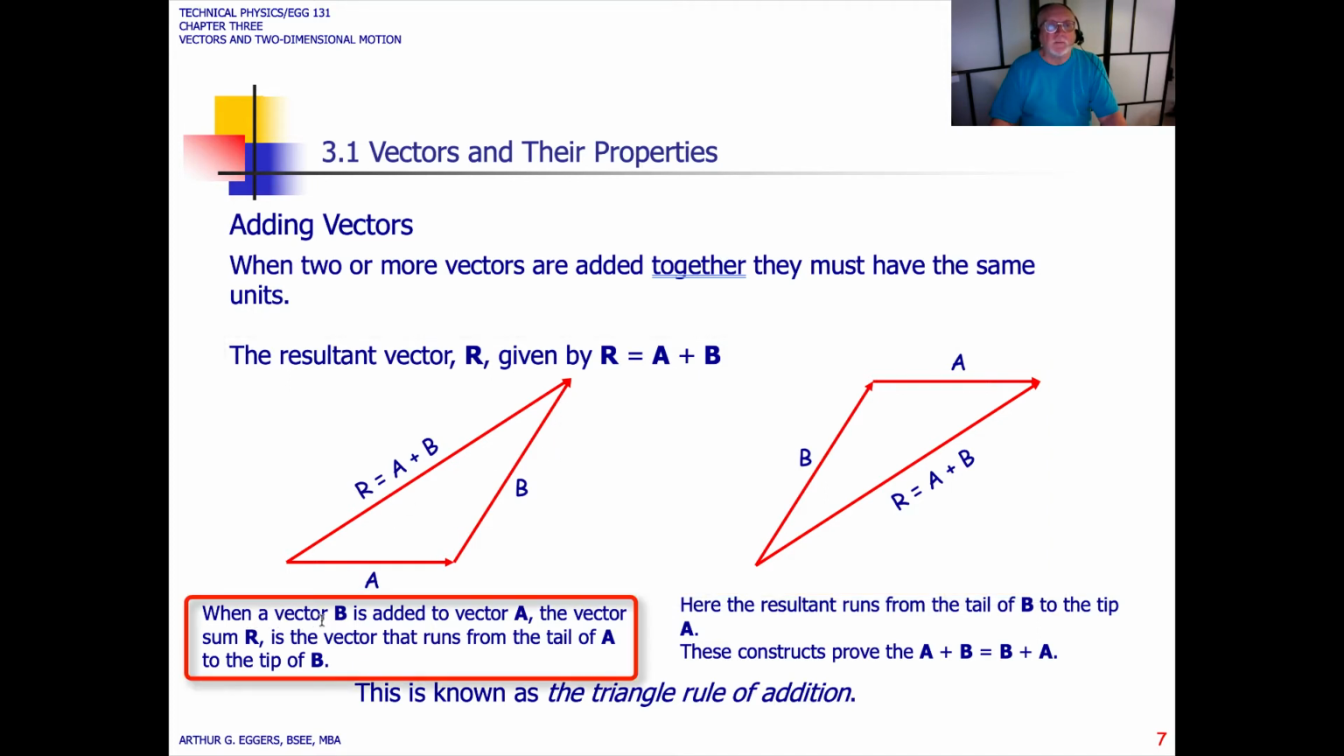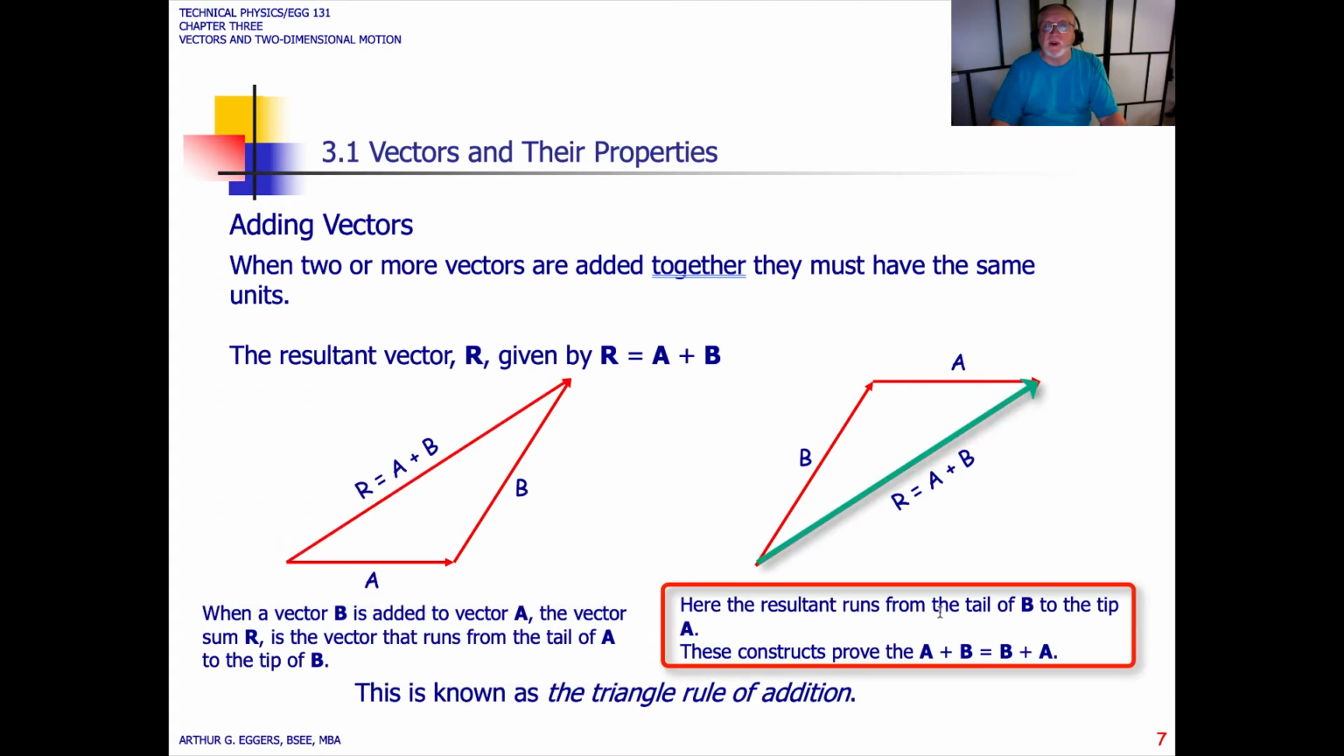When a vector B is added to a vector A, the vector sum R, which is primarily this long one here, since this isn't a right triangle, that's not the hypotenuse, but if it were a right triangle, that long one would be the hypotenuse. The vector that runs from the tail of A, there's the tail of A, to the tip of B, which is over here, is the resultant. Here the resultant runs from the tail of B to the tip of A.